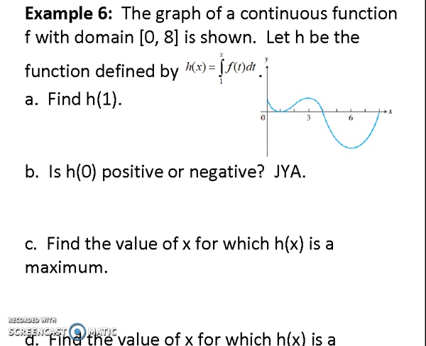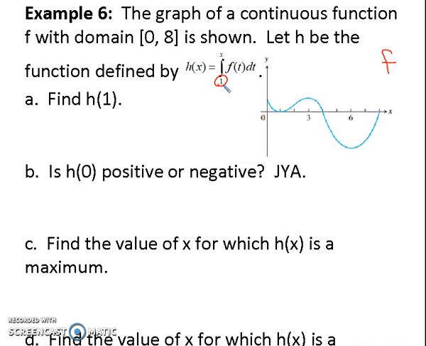some information here? So this says the graph of a continuous function with domain from 0 to 8, a closed interval, is shown. Let h be the function defined by the integral from 1 to x of this function. So this is the graph of f. Notice that to integrate, h is going to start at a value of 1. That is important. So we've got 5 different questions here that we're going to answer based on this given graph of f. So A wants us to find h of 1.